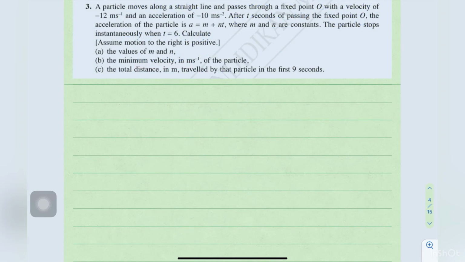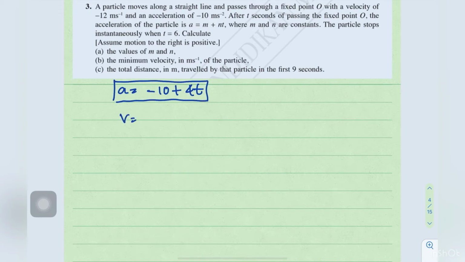Question 3b, we are going to find the minimum velocity in meters per second of the particle. From question a, we already have m is negative 10 and n equals 4. So we substitute into the function of acceleration: a equals negative 10 plus 4t. Then velocity v equals negative 10t plus 2t squared minus 12. So this is the function of velocity.